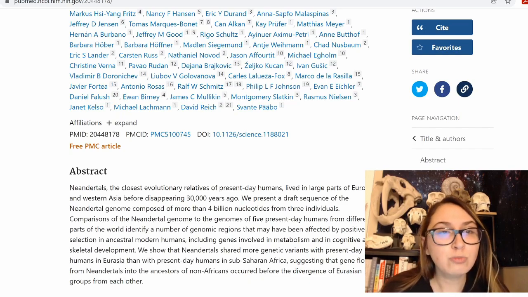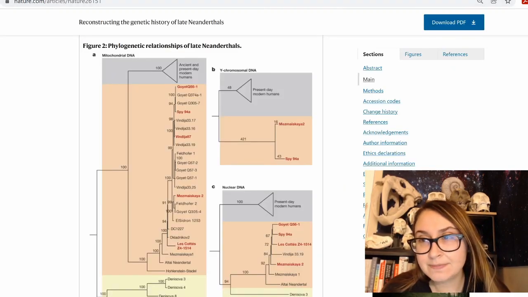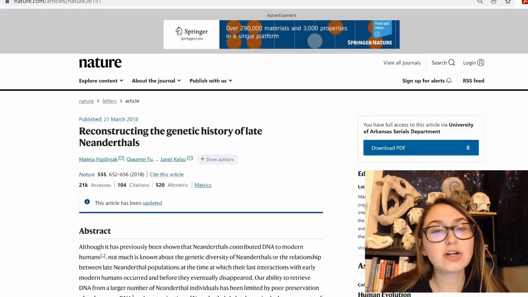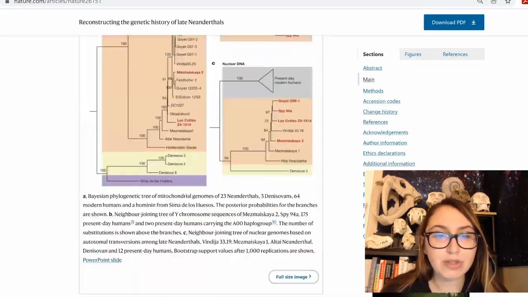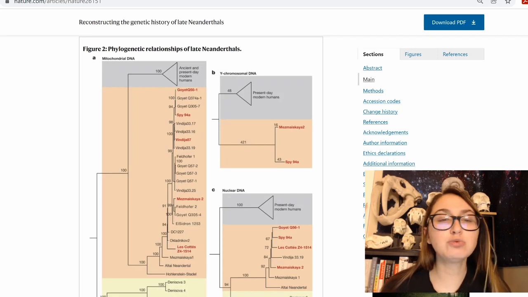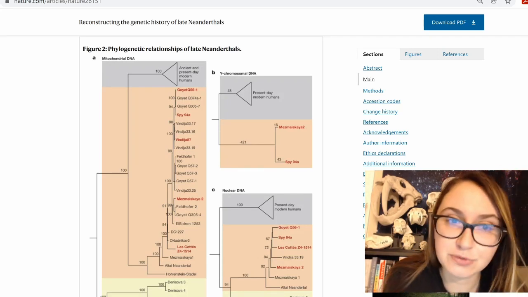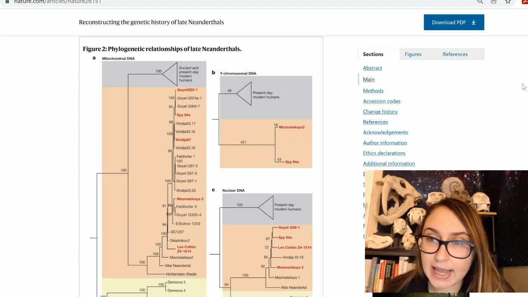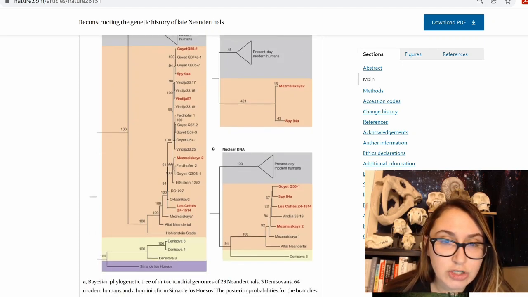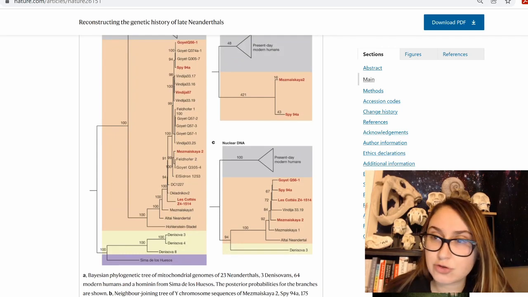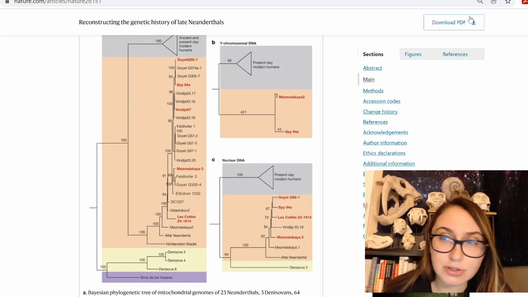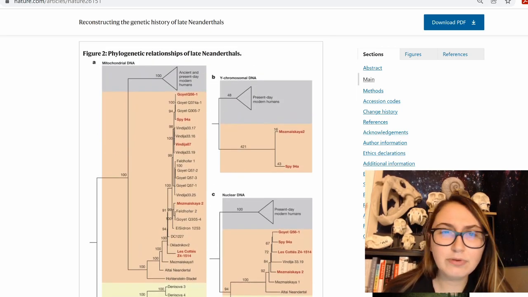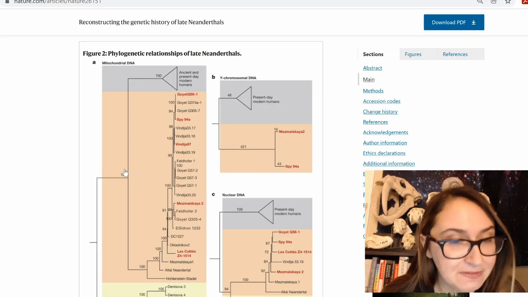Cool, okay. So more recently, in 2016, we get reconstructing the genetic history of late Neanderthals. And this is one of their phylogenetic figures, right? Phylogenetic relationships of late Neanderthals. Now, what you're looking at here is a Bayesian phylogenetic tree, right? And they've done bootstrapping here with their little numbers so that you can see really how confident they are in these relationships. 100, that's pretty dang confident, right?